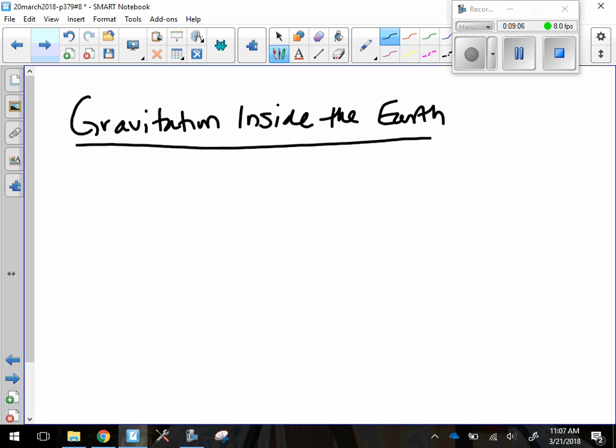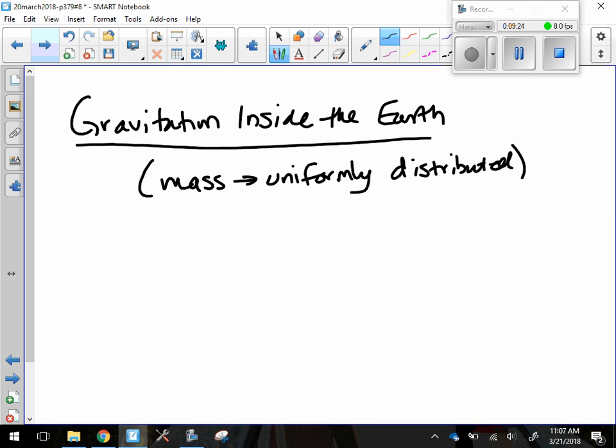So if we still assume that we can think of the Earth as concentric spherical shells, and again, we say that the mass is uniformly distributed, which again, we know it isn't, but that's beyond the scope of our class. Then we say that only the mass at radii interior to the radius we're talking about contributes to the gravitational force.